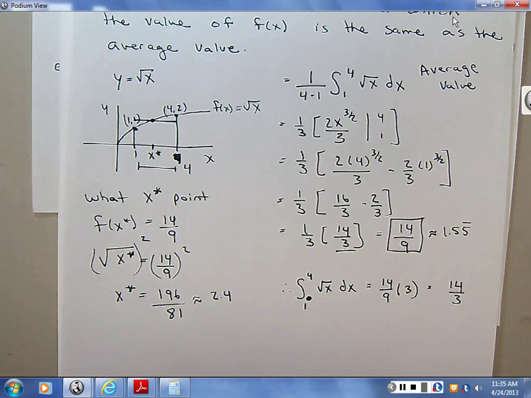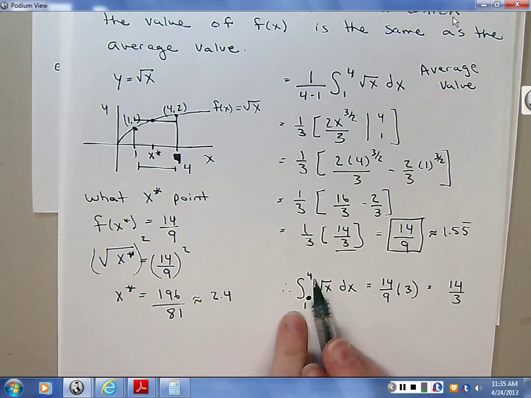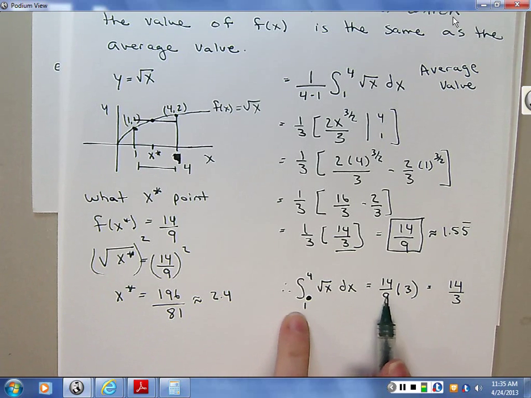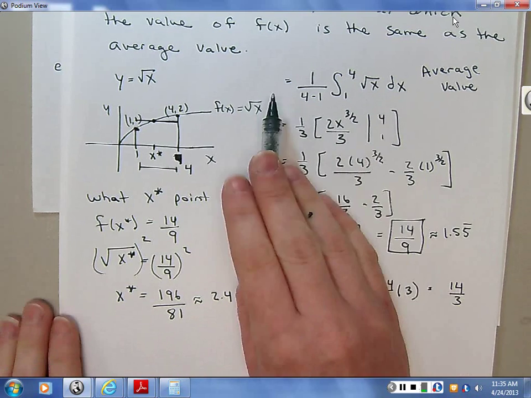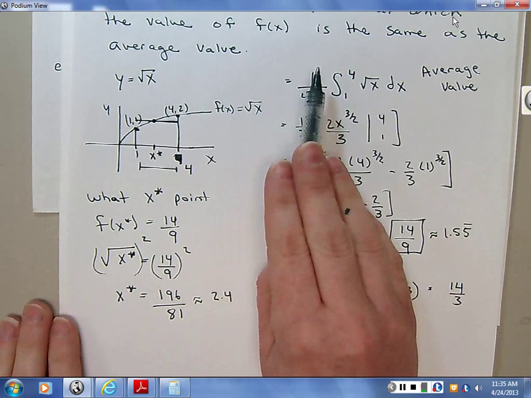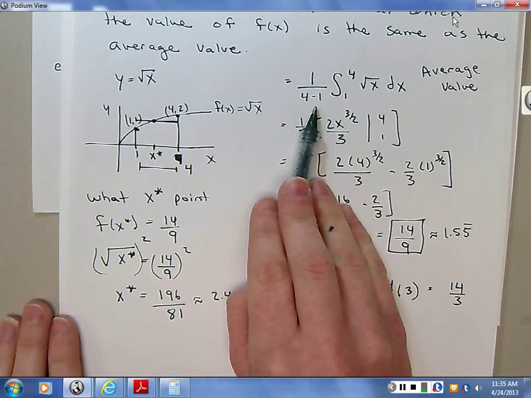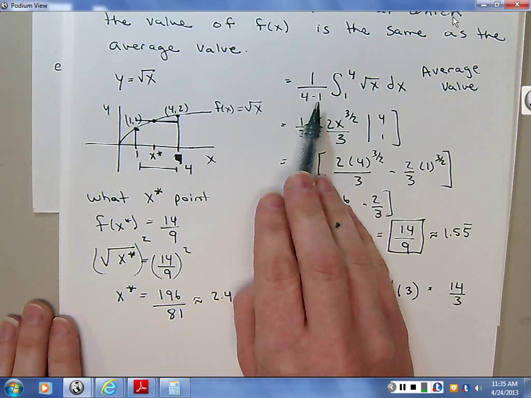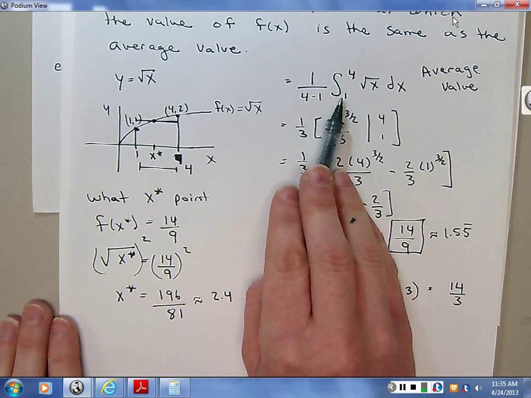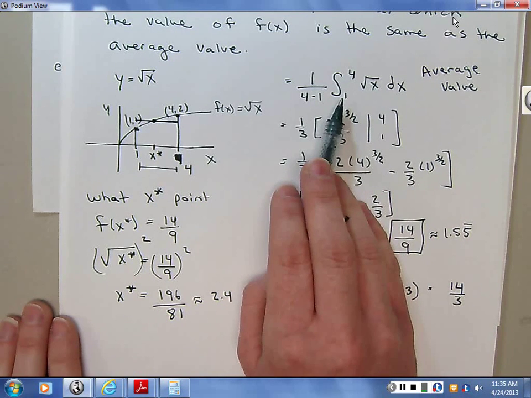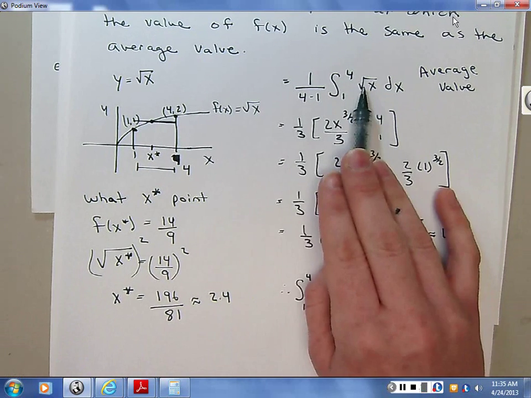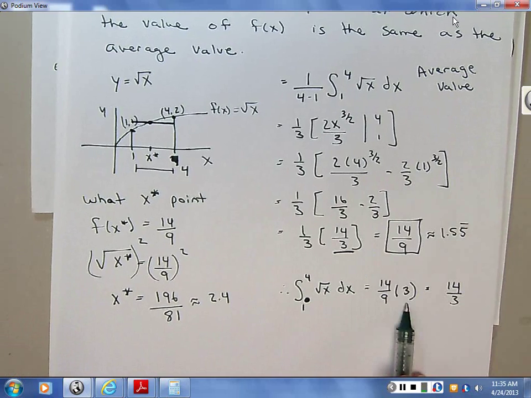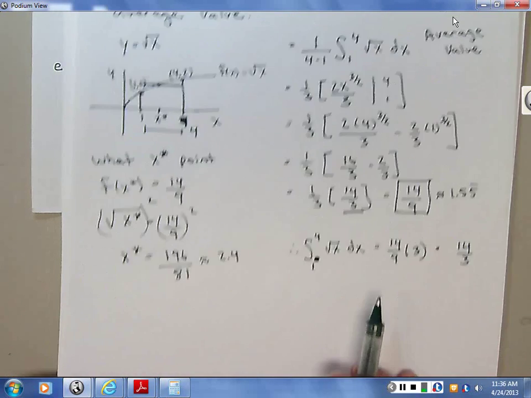Okay, so that 14 over 3 is just the area from 1 to 4, which you can get by taking the average value times the length of the interval. This is just algebra rearranging this, right? The average value represents 1 over the length of the interval times the integral over that interval. If I wanted to then solve for the integral part, I multiply the average value by the length of the interval. Right? I can just rearrange those.